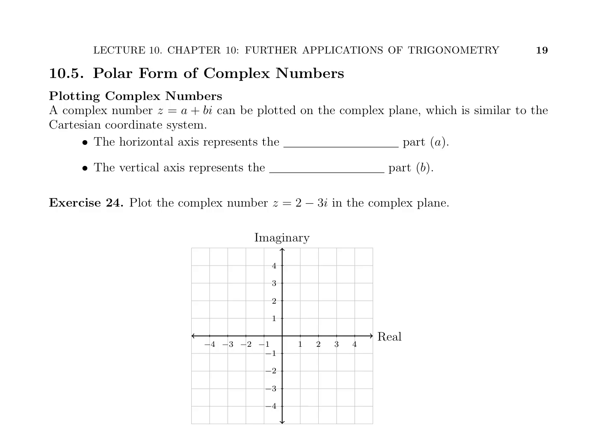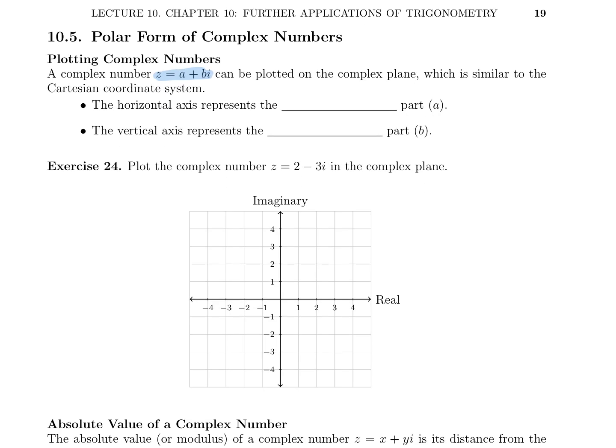Hello. For section 10.5, we're looking at polar form of complex numbers. So a complex number is going to be z equals a plus bi. That's rectangular form, but we are going to convert that rectangular form into polar form in a little while. But first, let's look at how we would graph a point in complex form.